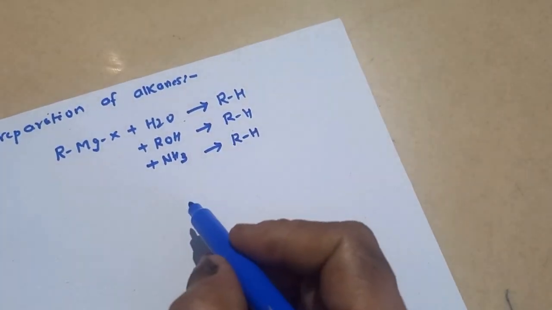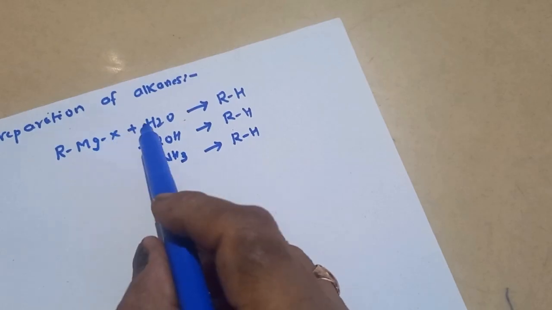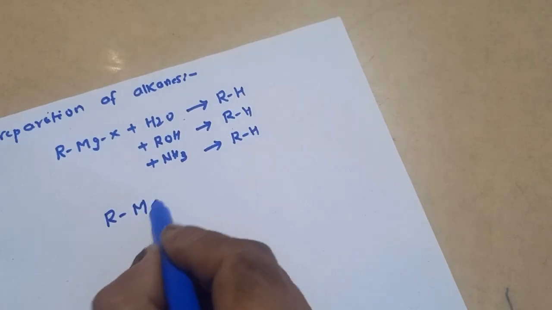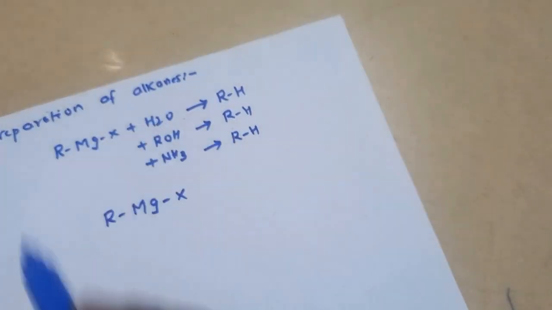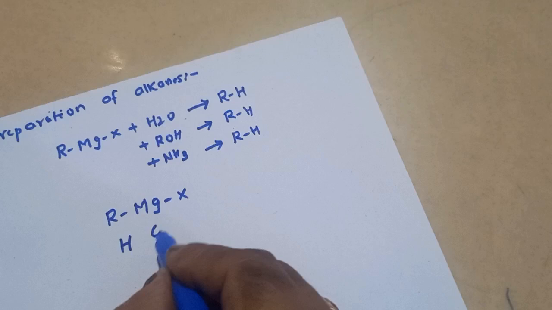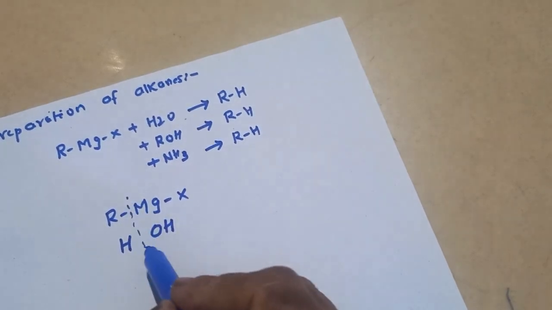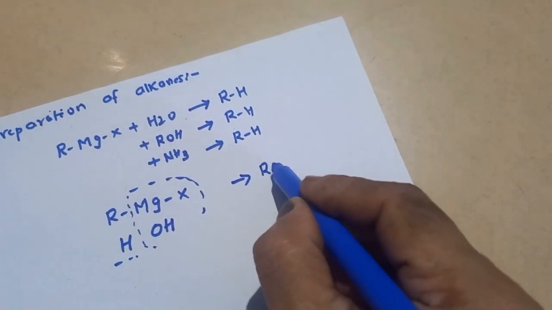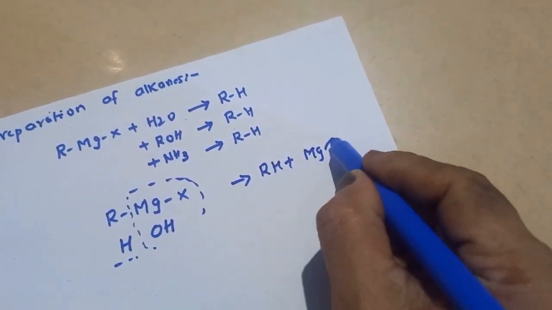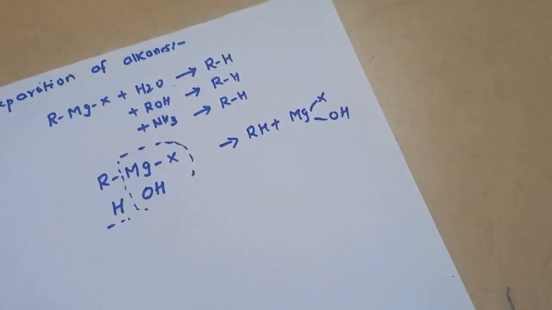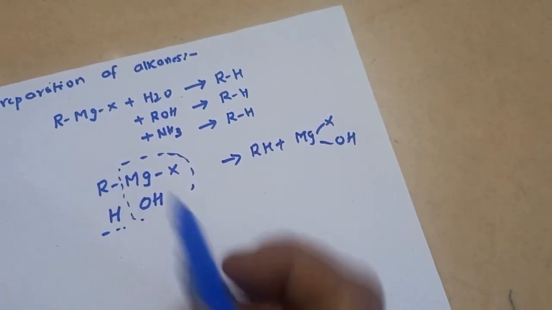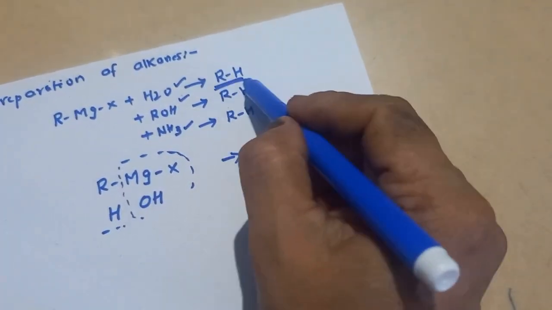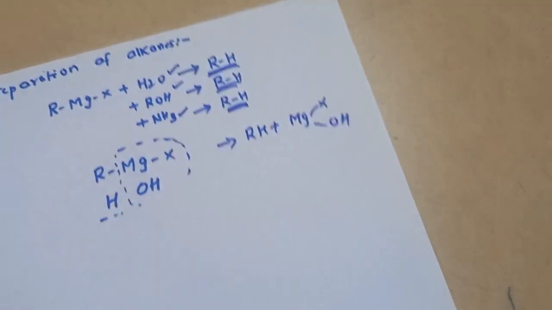Right? And what are the byproducts you can write? MgXOH. That means, for example, I am giving a simple trick on how to do this one. For water, simply split water like this and make this one compound and this one compound. That means you will get RH plus MgX and OH. Like this you can do all, but simply remember the trick. Whenever a Grignard reagent is reacted with protic solvents like this, then the product is always alkane. Right students?